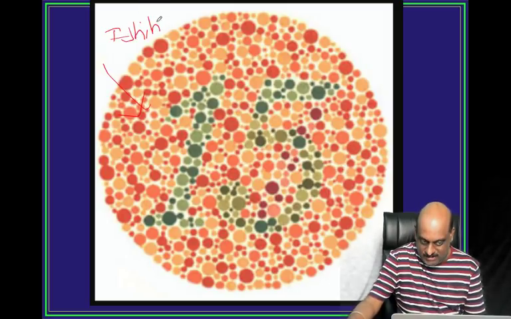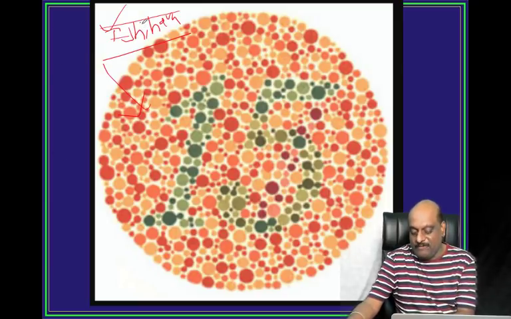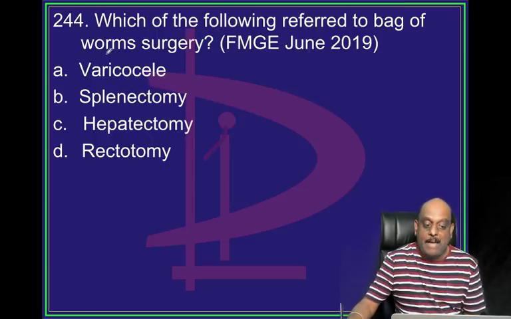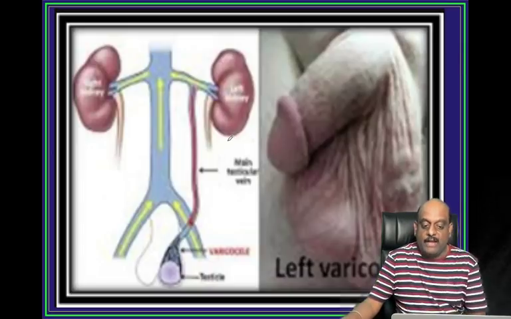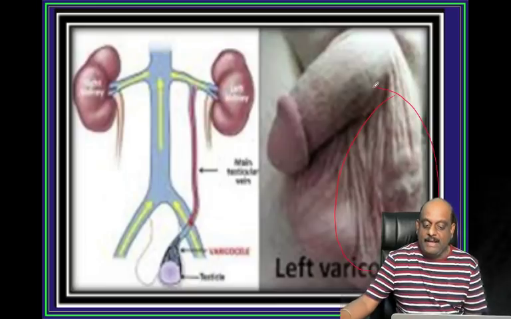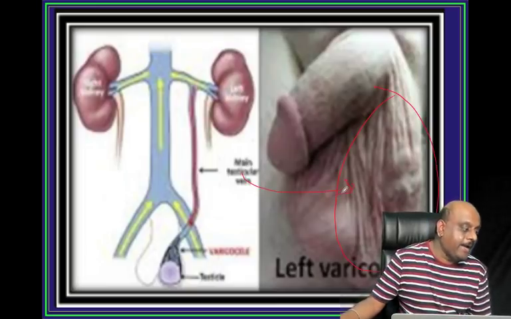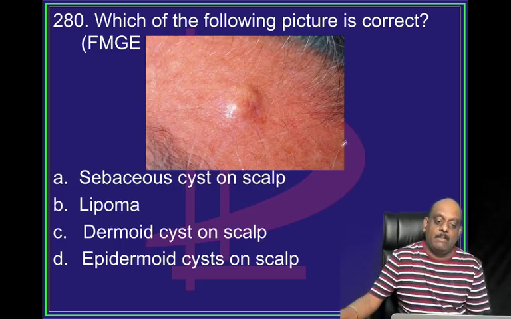Ishihara chapter. While you are entering into MBBS, they will show all this to check for color blindness. Now, bags of worms. Where do you see? In case of varicocele, typically left varicocele is common. Varicocele, bag of worms appearance is what you typically come across.